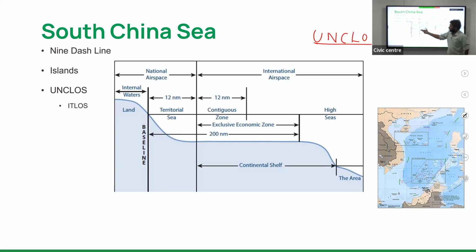Say, for example, India is there. If I say this is the baseline, this baseline is demarcated by the respective nations. From the baseline, as per the UN Convention on the Law of the Sea, they have 12 nautical miles, a further 12 nautical miles, then 200 nautical miles. Why have they taken nautical miles? Why not kilometers?